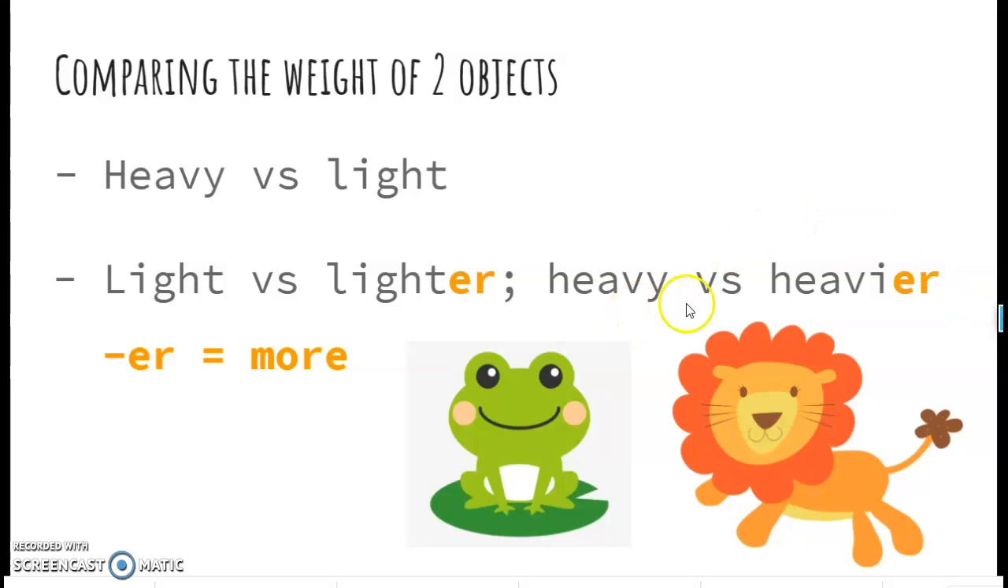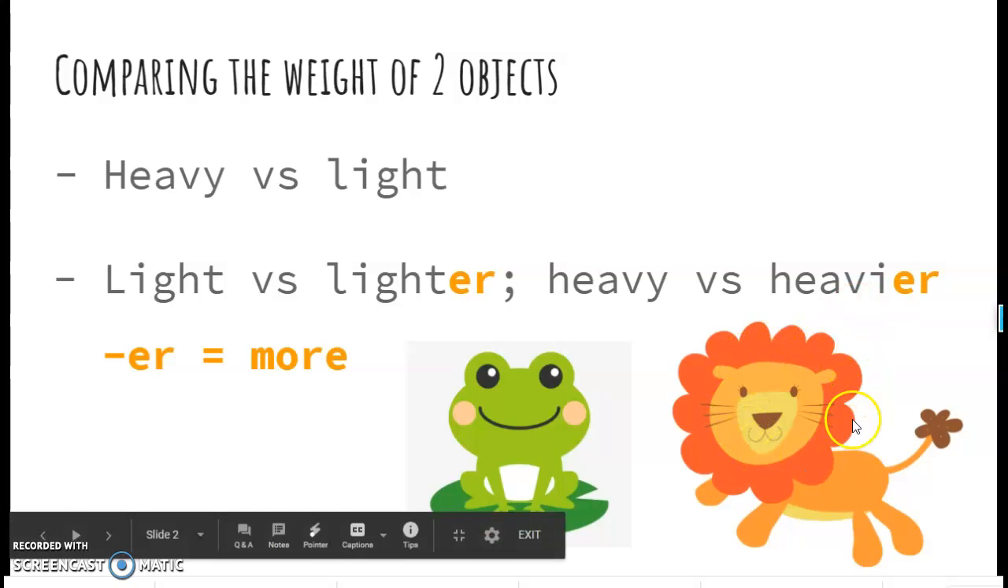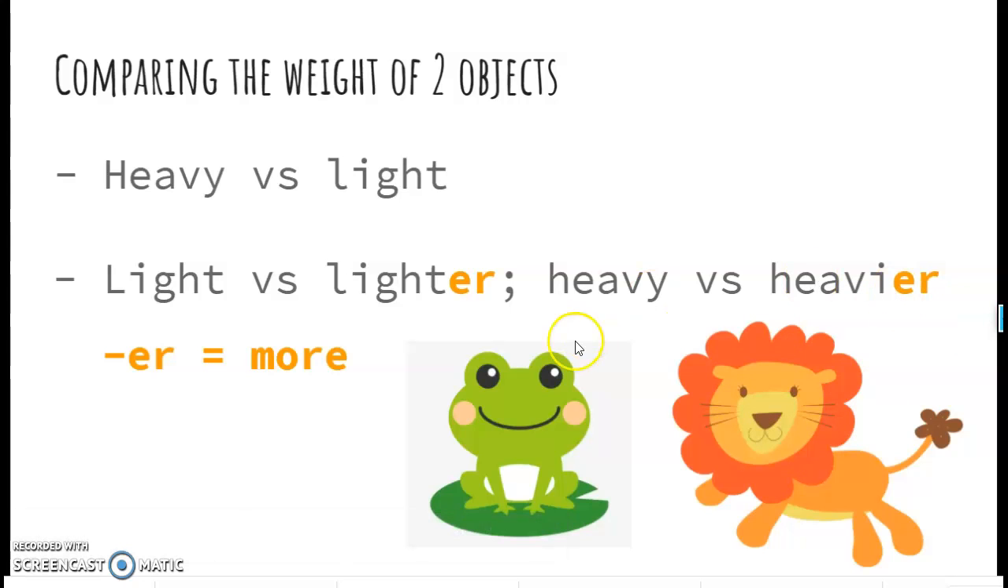I also could use heavy and heavier. So at first I'm going to think about which of these animals is heavier. Which one is more heavy? I would say the lion's weight is heavier. It's more heavy. It has more weight. And then that would make the frog heavy. So again, it seems kind of silly because you might say, well, a frog isn't heavy. But if I compare to some other things in the world, I might say it is. So those are some different ways that I can describe the weight of two objects.